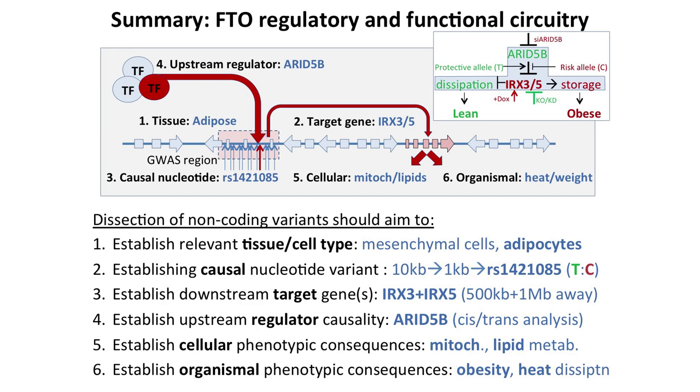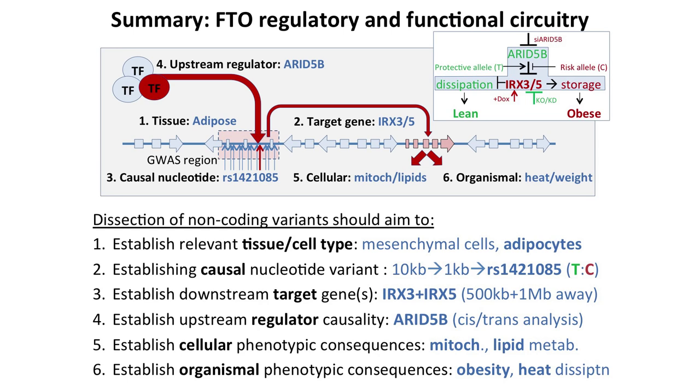And right now, they're starting to focus on RX3 in the brain. But what we believe is happening is an adipose-specific, tissue-specific, brain-independent effect where the upstream regulator, RF5B, is acting in adipose to bind this RS142-1085 nucleotide in this GWAS-associated region, turning on the expression of RX3 and RX5 in the risk allele, where that repressor can no longer bind. And then that super enhancer turns on.